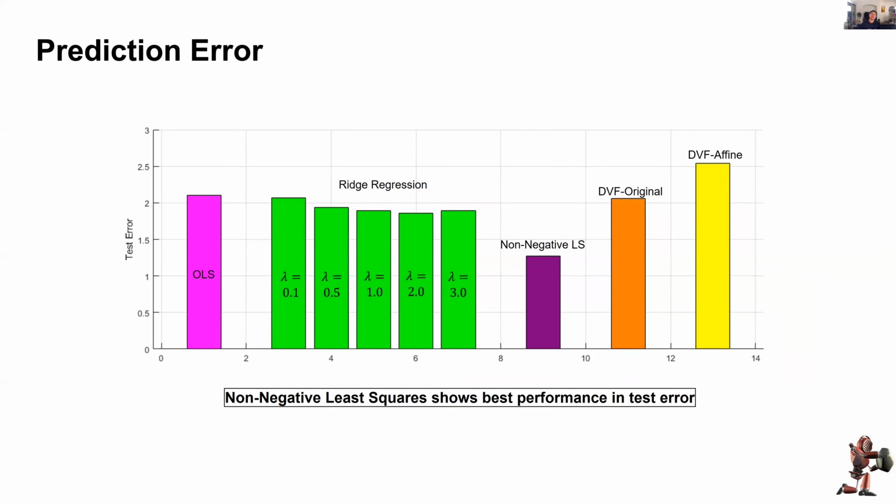So OLS is the ordinary least squares without any constraints. We added ridge regression, Lyapunov regularization just to see what it does. And the non-negative least squares is the multiple QPs that we solved with the non-negative constraint.